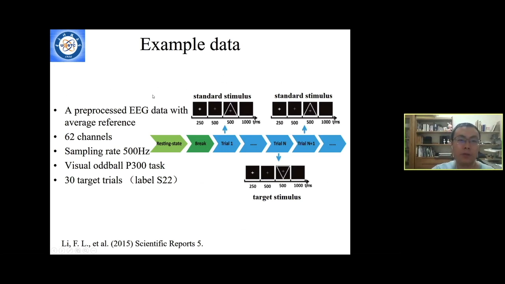Here we also provide an example data. This example data is pre-processed EEG data with average reference and with 62 channels, and the sampling rate is 500 hertz. This is ERP data, and the task is a video audible P300 task, and contains 30 target trials, and the label is S22. You can find more details about this example data in the paper below in Scientific Reports.